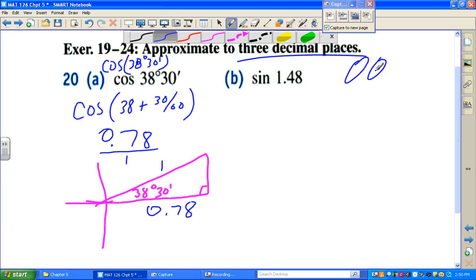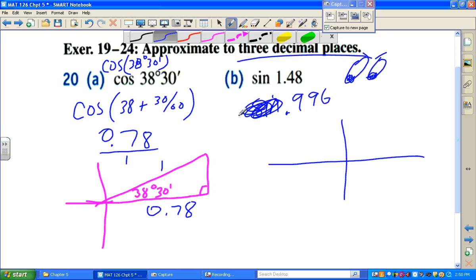Now, sine of 1.48. Do you see a degree sign? That means you are in radians. What is it? 0.996. That's the sine of 1.48. Now my question is, which quadrant is 1.48 in?